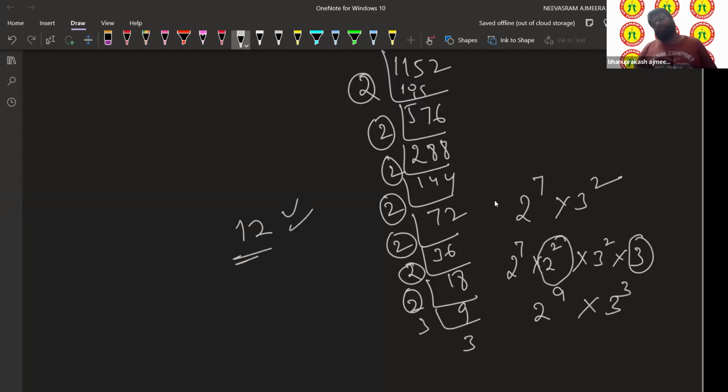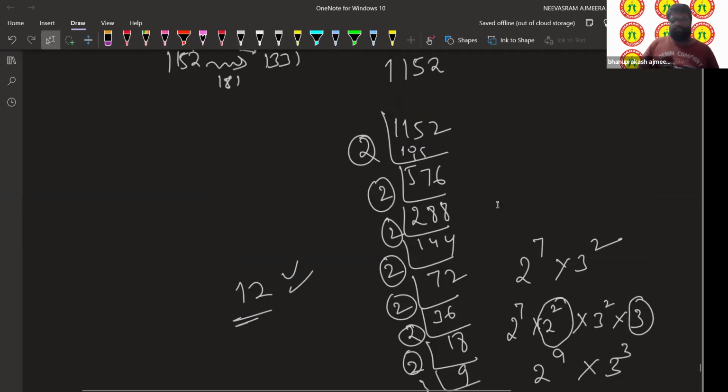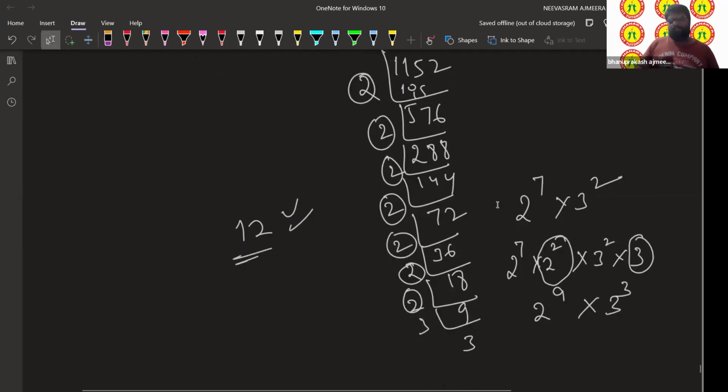How many of you got this? Yes, Rudra, what's your doubt? No doubt, sir. You asked how many of you got this. Okay. So if you see here, the prime factorization of 1152 will be 2 to the power of 7 into 3 square, right?